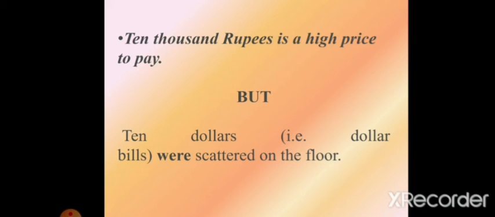But again, there are exceptions, as I said, in English. "$10 bills were scattered on the floor." You see, they were scattered. You can see the bills, so you are taking them as many. Many $10 notes were scattered on the floor. So that's why you are using were, the plural helping verb. I hope you understand this.